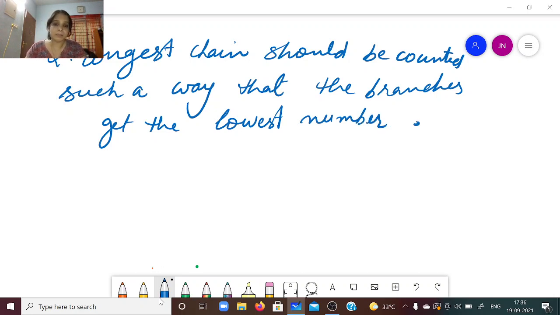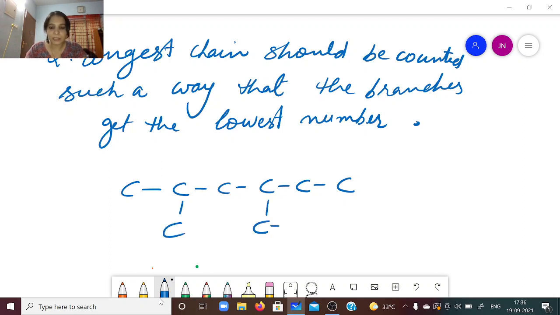Let us see the examples. For example, if I am going to write only the carbon skeleton. This is the carbon skeleton and branches are there. I hope you can understand when I am drawing the carbon skeleton. Okay, H are there. This is for you to understand and for me to write easily.